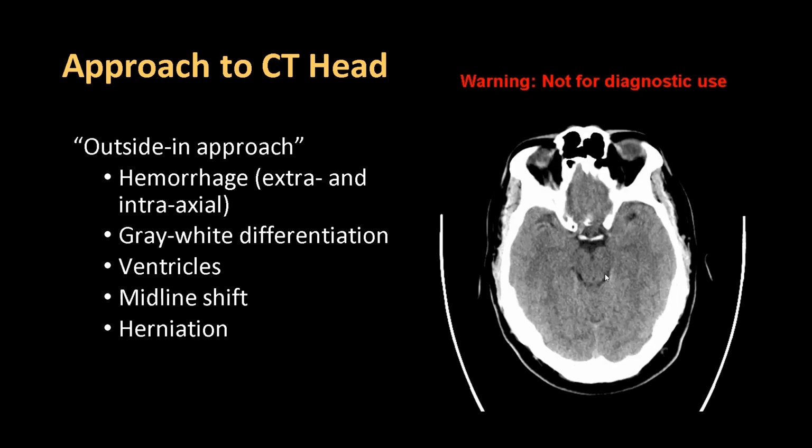If one of these spaces is obliterated and not the other side, then I start to worry that there's some kind of asymmetric mass effect or pressure, which is pressing in on that space and getting rid of the space.